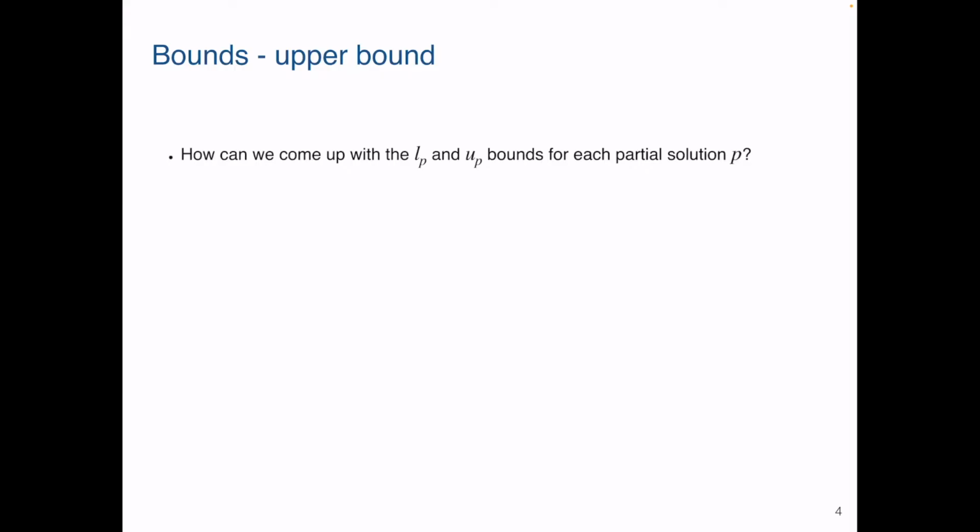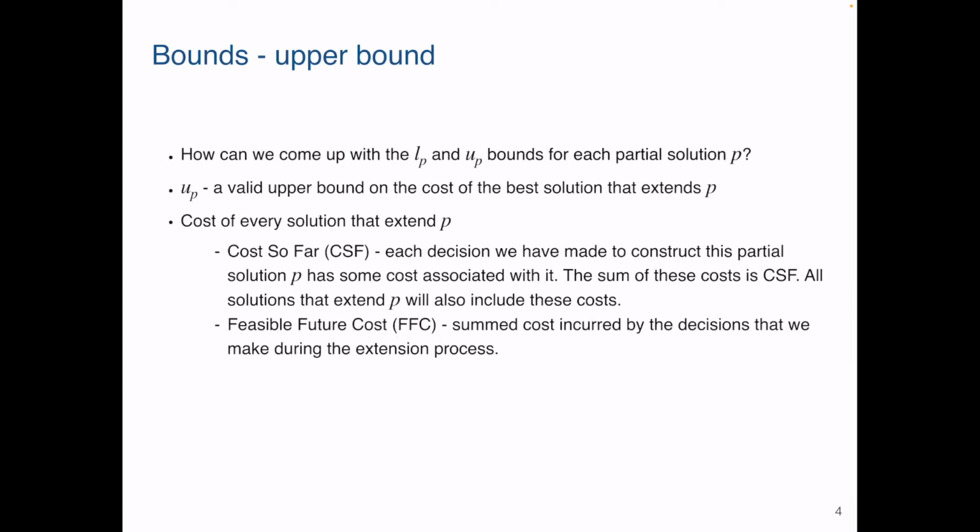What about the upper bound? It is from two parts as well. The cost so far is the actual cost already incurred getting to a partial solution this far, so it is also part of the upper bound. The second part is the feasible future cost. This is the summed cost incurred by the decisions that we make during the extension process. The upper bound is the sum of these two.